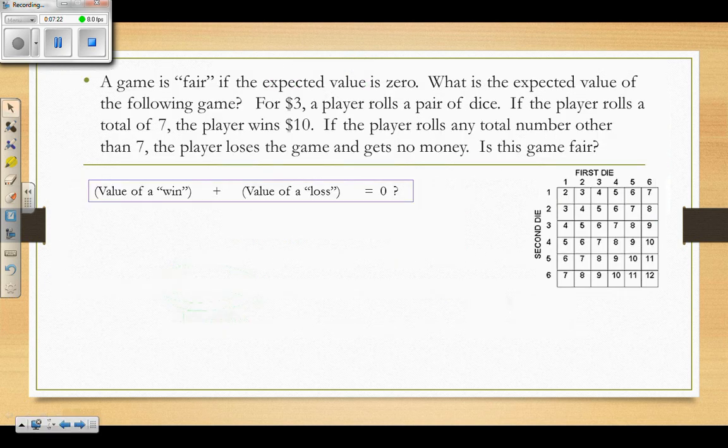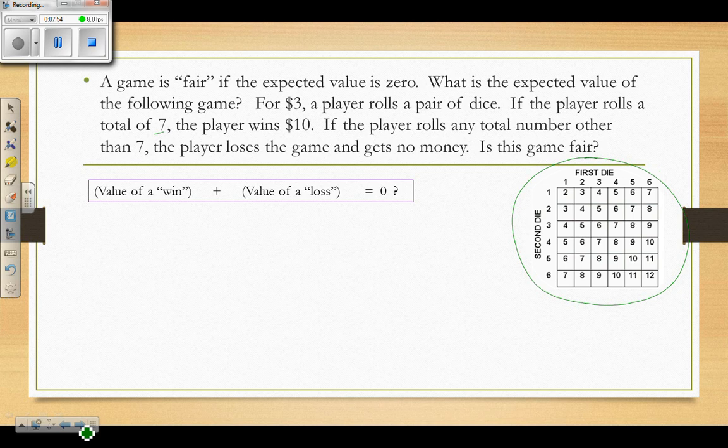Okay. A game is considered to be fair if its expected value equals 0. What is the expected value of the following game? For $3, a player is going to roll a pair of dice. So here's our sample space for rolling a pair of dice. If the player rolls a total of 7, the player wins $10. If the player rolls any other number other than 7, the player loses the game and gets no money at all. Is this a fair game?